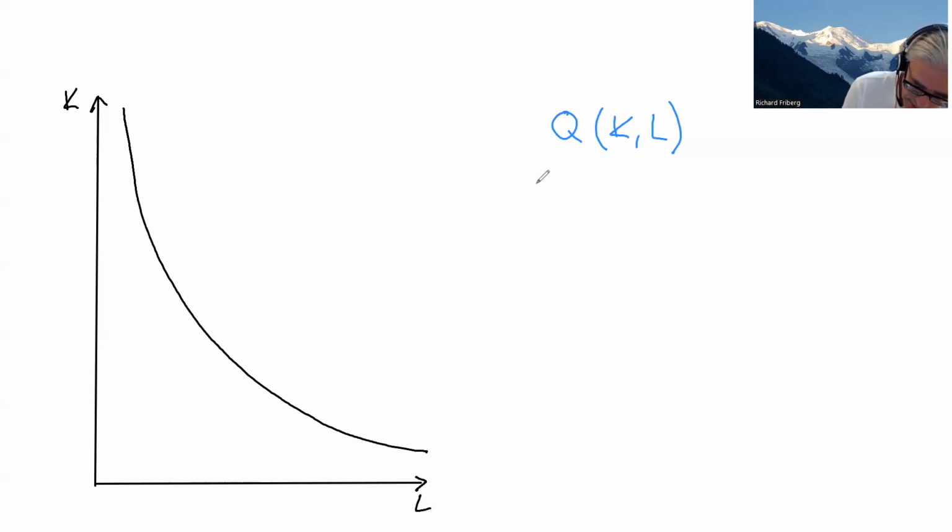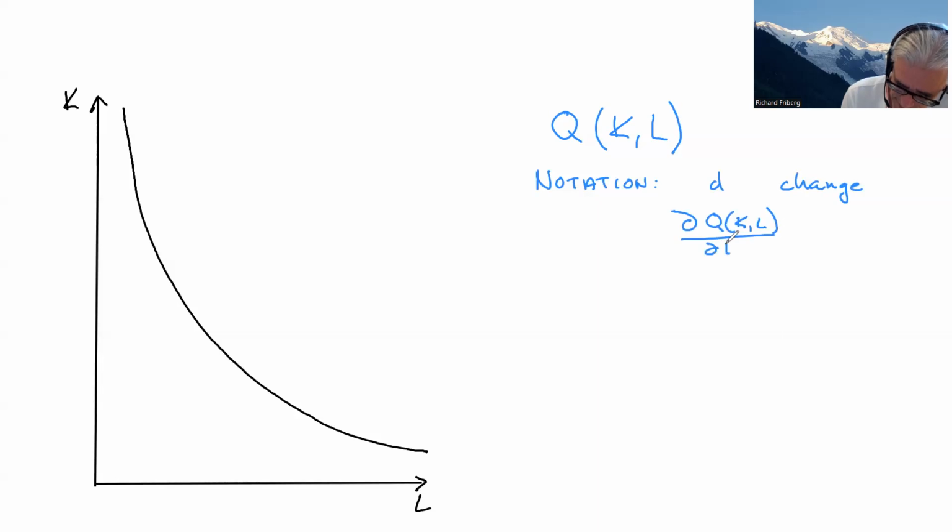So before we go anywhere here, let us introduce some notation. D, we use that to denote a change. So just a small change in some variable, could be capital, labor, and/or quantities produced. We also use the Greek letter delta, lowercase delta, like this. So delta Q of K and L over delta L, for instance.